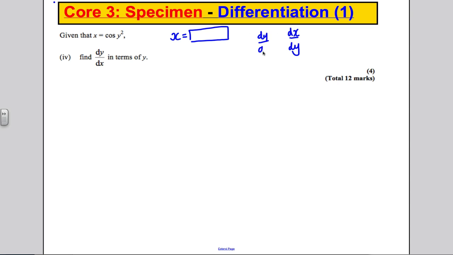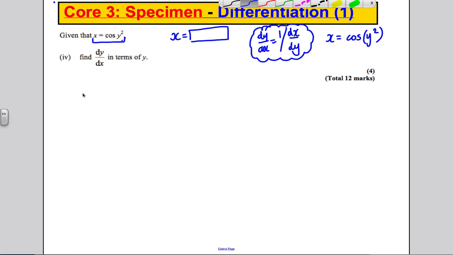That dy by dx is equal to 1 over dx by dy. That's where we've seen that coming up, where we want to find dy by dx, but x is the subject of the formula. The other thing to notice is that it says x is cos of y squared. That means the y is squared. It is not cos y all squared. If it was, it would have a bracket around it like that, or it would be written as cos squared y. So it is cos of y squared.